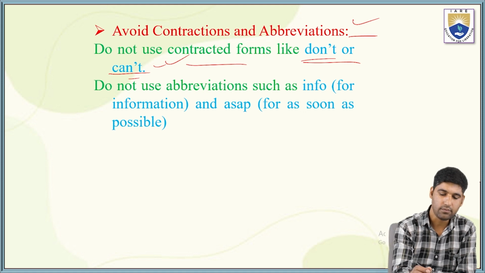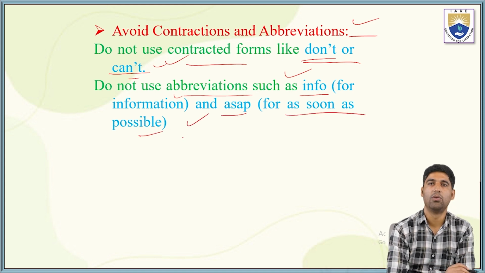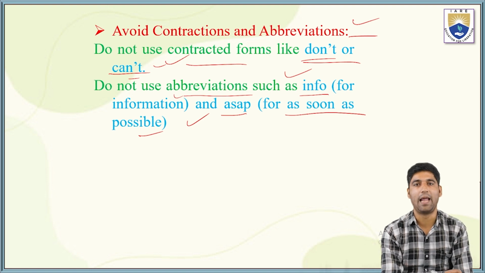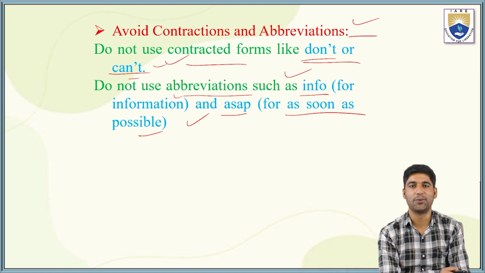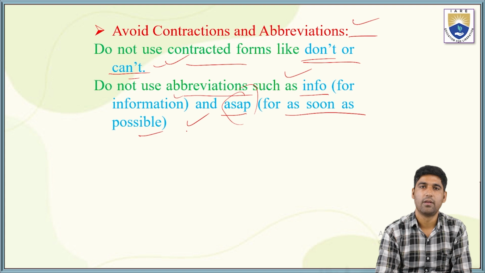Then, do not use abbreviations such as info for information and ASAP for as soon as possible. No, we should not use this WhatsApp language, the language which we use for communication on social media applications, because email is a formal way of communication. As I told you, your reader may not understand ASAP. I was also not aware of ASAP. I searched it, then I got this information that it's as soon as possible.